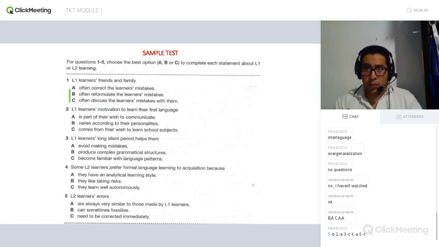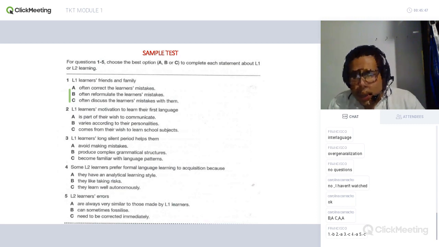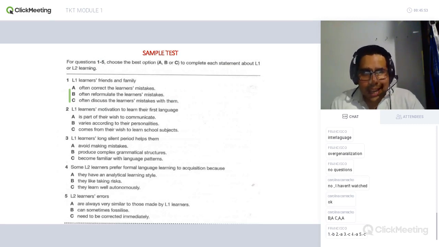Yeah, maybe that is true. Remember, we were talking about the silent period, in which you receive information. So that means that you're getting all the information about the language. And for number four, you have the same two. Okay, so it's just one that you have different. It's A, they have an analytic learning style. That's why you think that they want to learn in a more formal way.